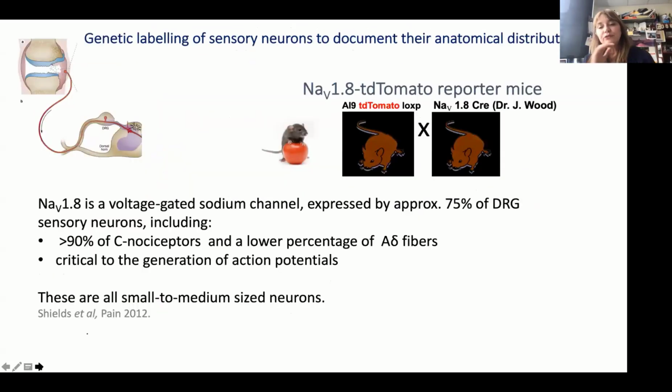Now, in order to really describe where free nerve endings are in a joint with osteoarthritis, we developed what we call NAV 1.8 tomato reporter mice. And so what these mice are is, they are mice where we have inserted a bright red fluorescent tomato reporter using a NAV 1.8 Cre system. And so NAV 1.8 Cre essentially marks all nociceptors. It's a voltage-gated sodium channel that is expressed by more than 90% of C fiber nociceptors and many A delta fibers. It's critical to generate action potentials. And these are typically all small to medium-sized neurons.